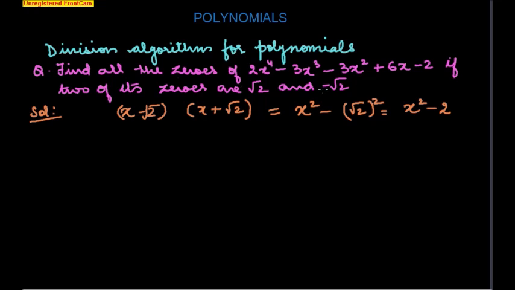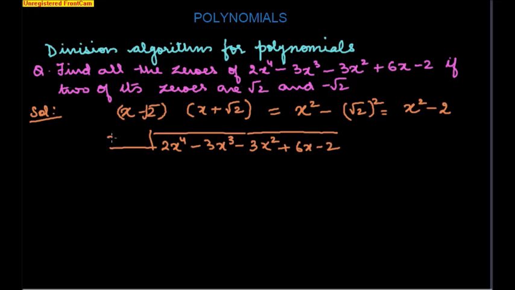Now because this is a factor, that means the given polynomial will be completely divisible by x square minus 2. Let's see, if I divide 2x to the power of 4 minus 3x cube minus 3x square plus 6x minus 2, this is divided by x square minus 2.